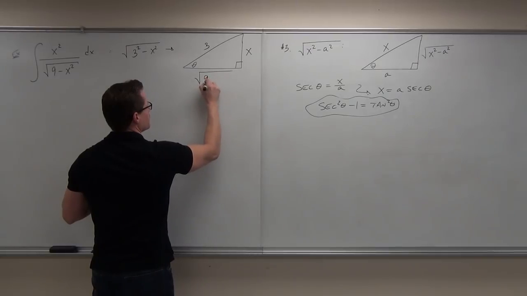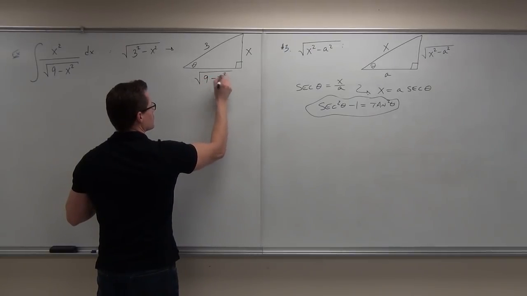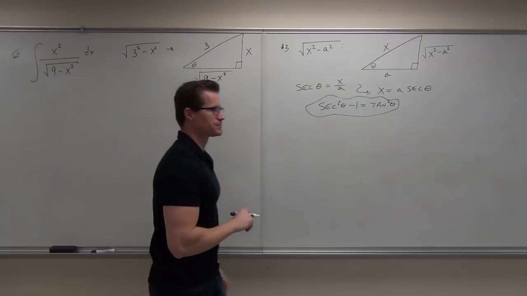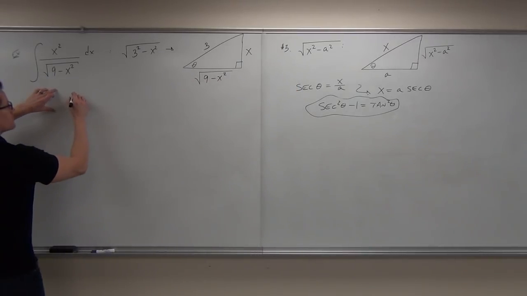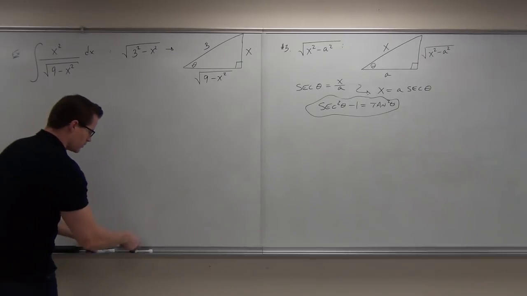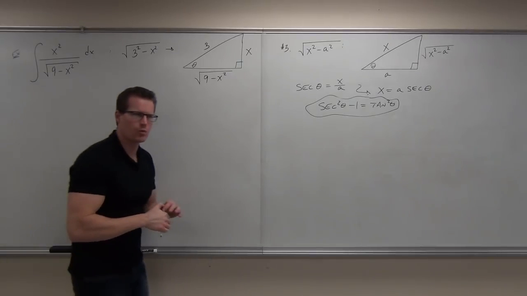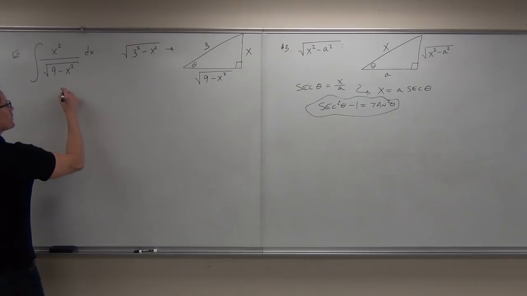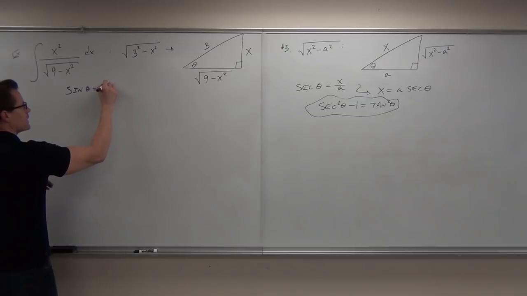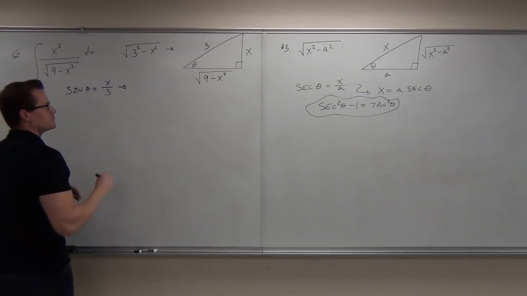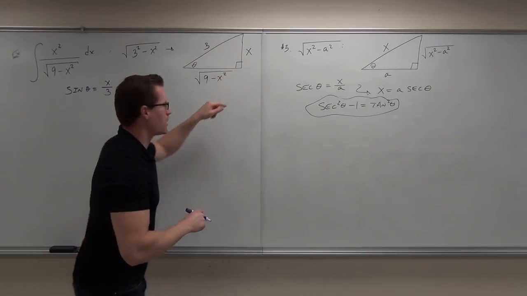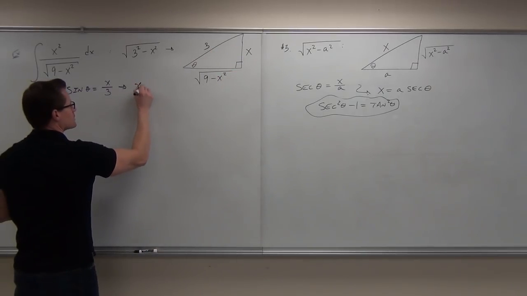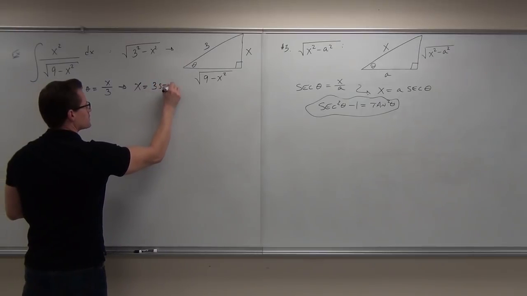The other side, now we change it back to 9 minus x squared, the square root. Let's go for this. Let's do our substitution. So the first thing we've got to do, once we have our triangle, what's our relationship again? 3 sine theta equals x. Good. So sine of theta equals x over 3, opposite over hypotenuse. Therefore, x equals 3 sine theta.